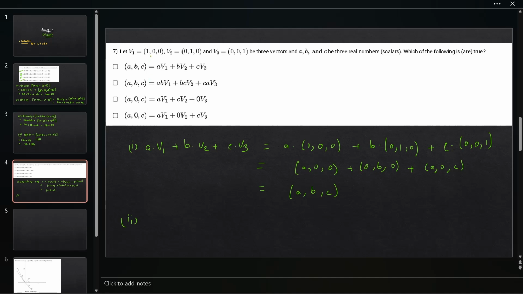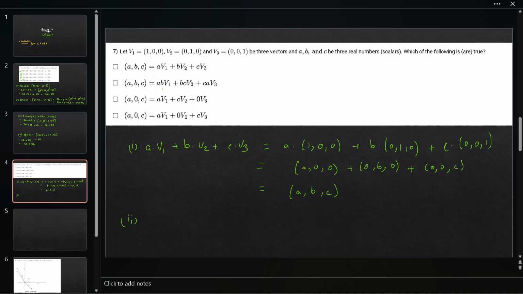Here we know in V1 the first component is 1 and the rest of the components are 0. So if we multiply any constant with V1, the constant would appear in the first place, whereas all the other terms would be 0. Similarly, in V2, if we multiply any constant, it would appear in the second place, whereas the first and third components would be 0. And in V3, the first two components are going to be 0, and if you multiply V3 with any constant, the constant would appear in the last position, that is your third component.